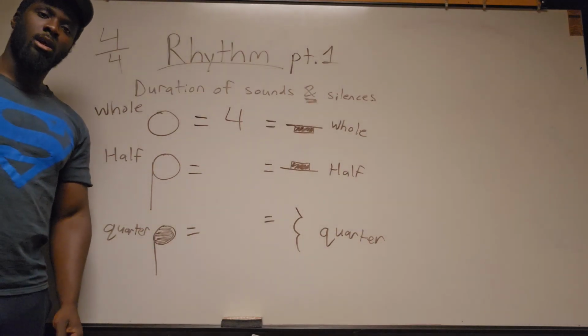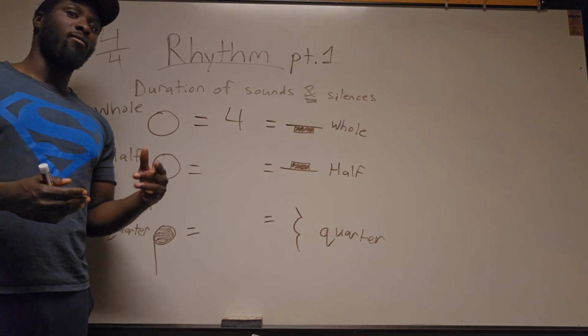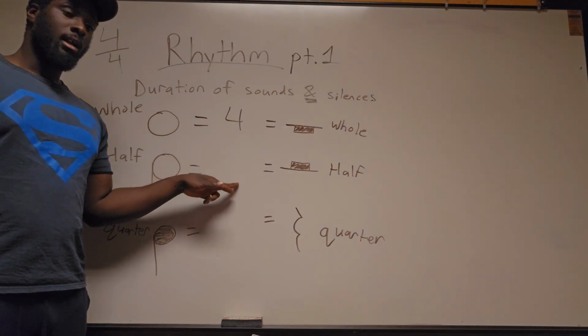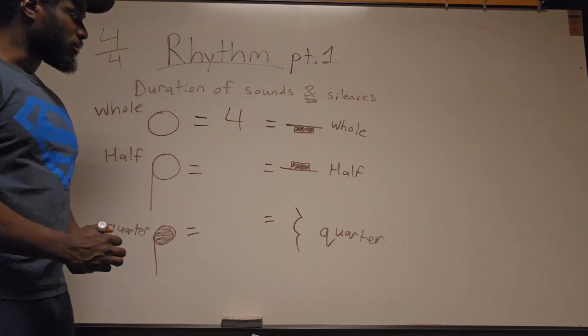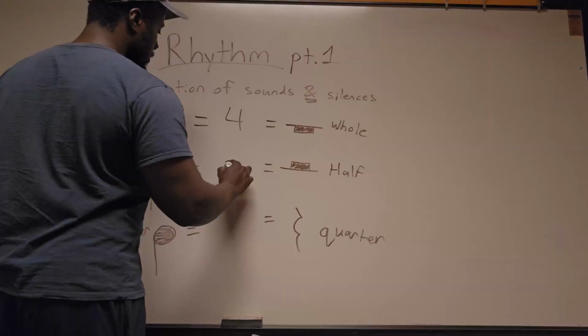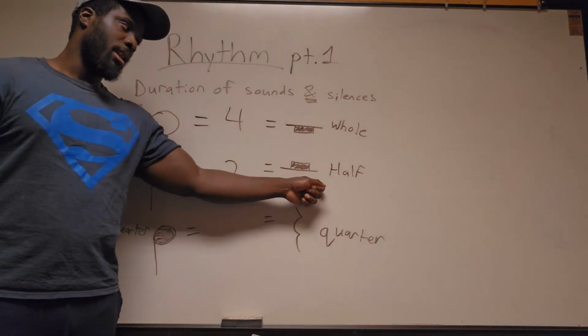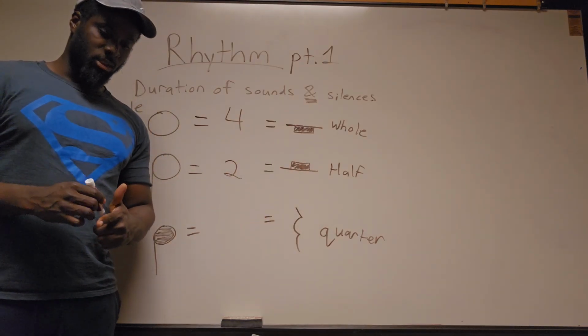Half note. Now, if you're good at math, you would understand that a half is obviously half of the whole. So if the whole is 4 beats, that means the half... What's half of 4? 2. Right, exactly. So you have 2 beats. And again, the half rest also would have a value of 2 beats.